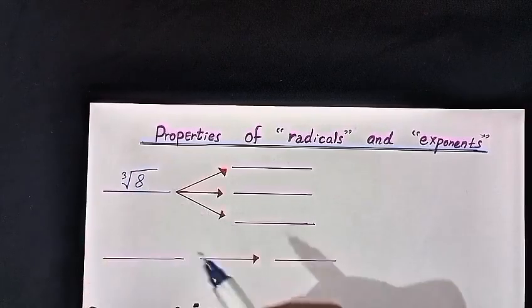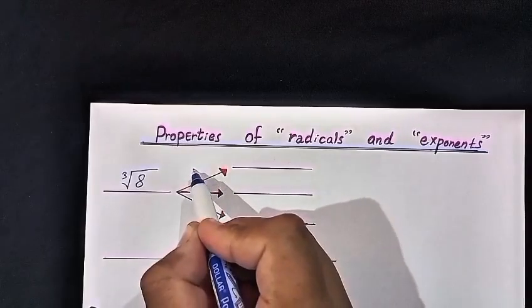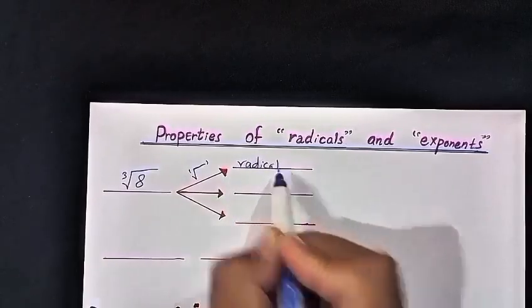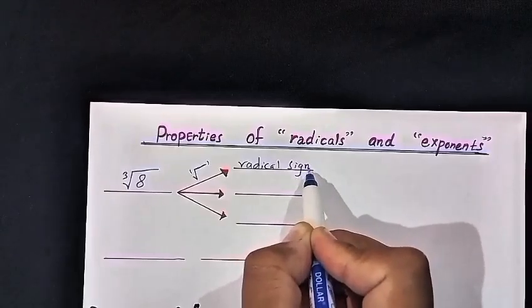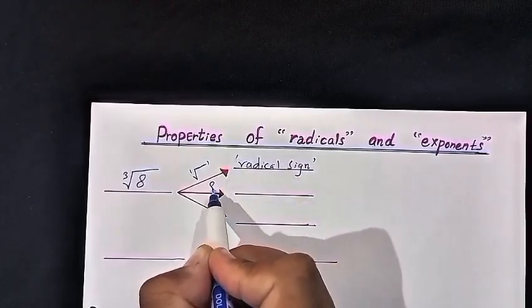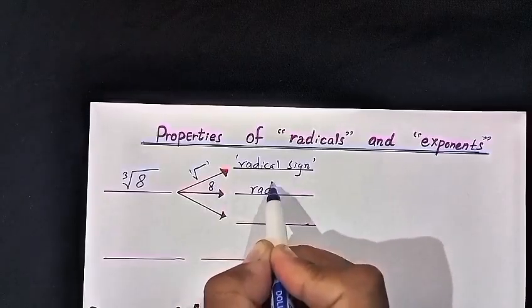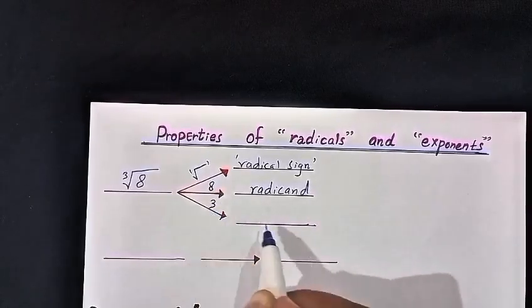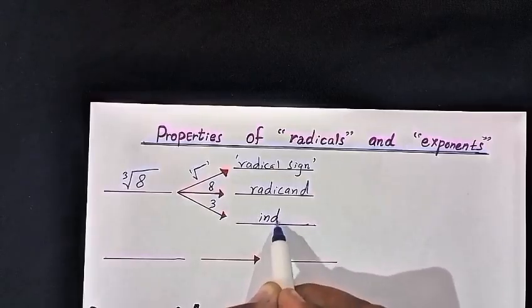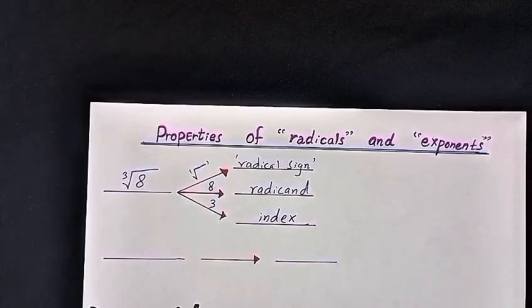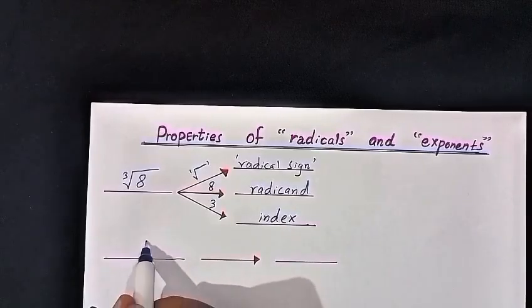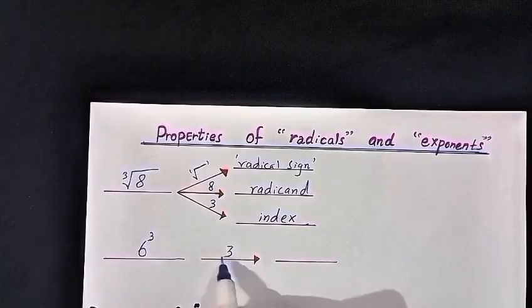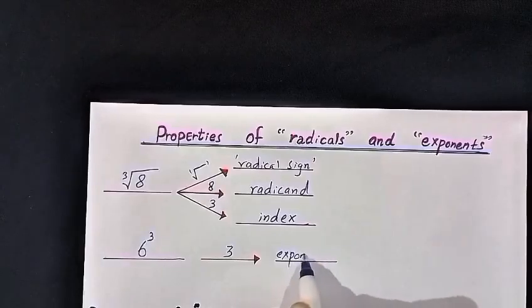cube root of 8. Here the sign is called a radical sign. Eight is called the radicand and 3 is called the index. I write an exponential expression, that's 6 power 3. Here 3 is the exponent of 6.